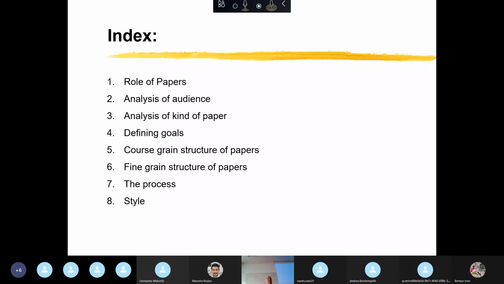We get into this point again towards the end where we put everything together, which is step number 7, the process. But the point I'm making is that you really have to be very clear in mind, when you start writing a paper, about what you want to say.